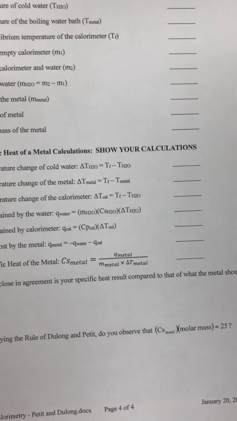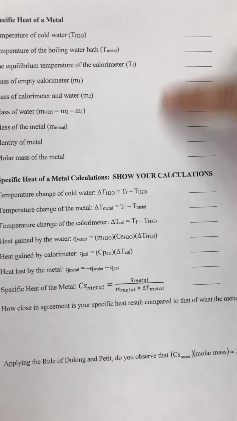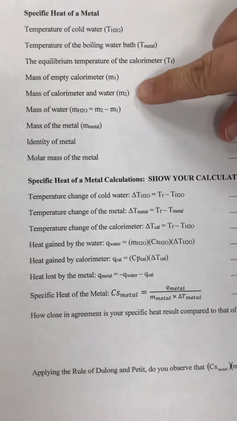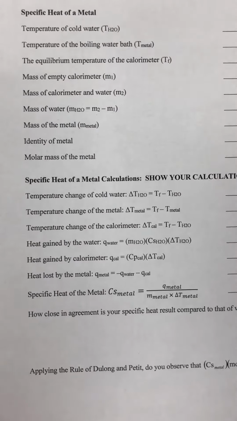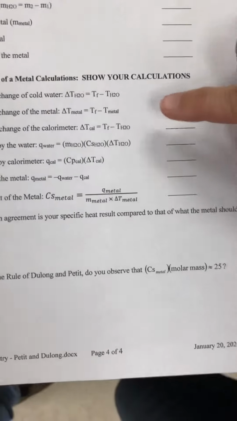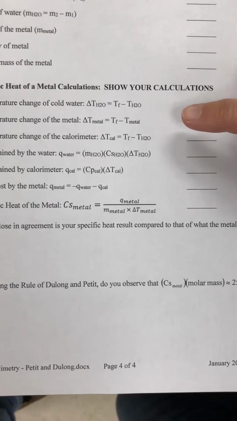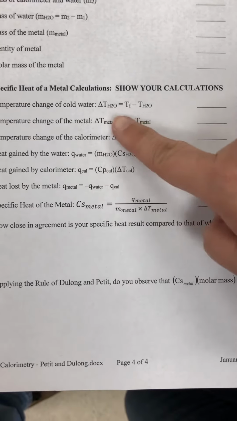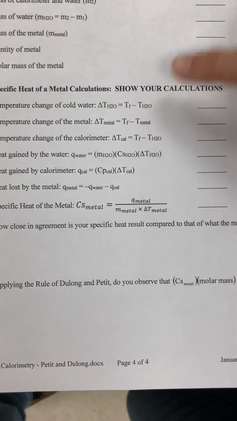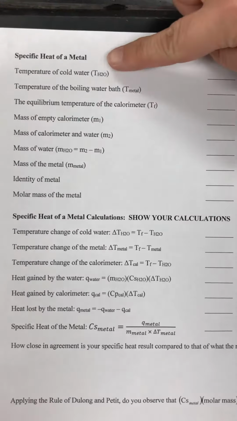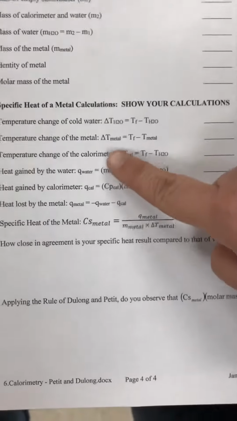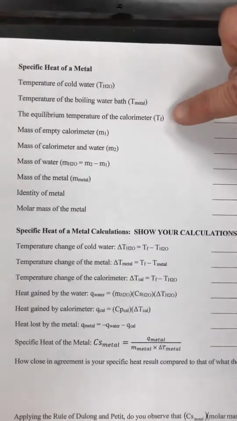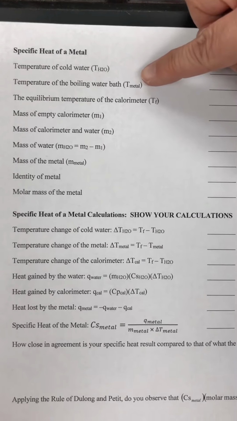So now let's do some calculations. The first one, the only one we have up in this top section, is the mass of our water, so our M2 minus our M1. All right, now let's start getting into our in-depth calculations for our calorimetry. So our delta T of our water, for our cold water, is TF minus T water, so TF minus our cold water. Delta T of our metal is TF minus our metal temperature, so our equilibration temperature minus the temperature of our metal.